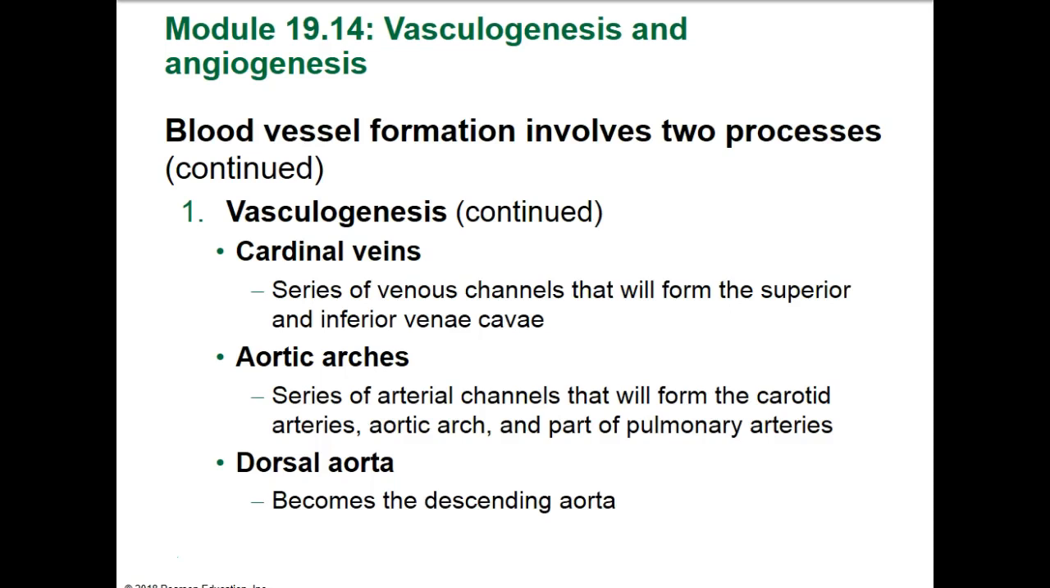But as we move forward, we produce cardinal veins, which are a series of venous channels that form the superior and inferior vena cava. And the aortic arches, which are a series of arterial channels that form the carotid arteries, the aortic arch, and part of the pulmonary arteries. Then the dorsal aorta becomes the descending aorta.